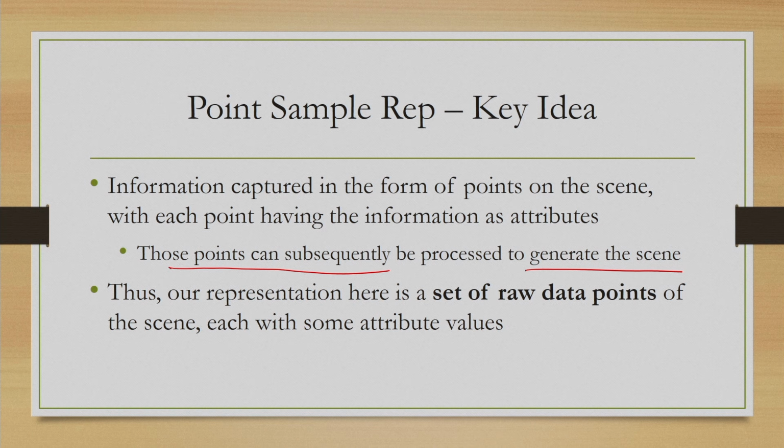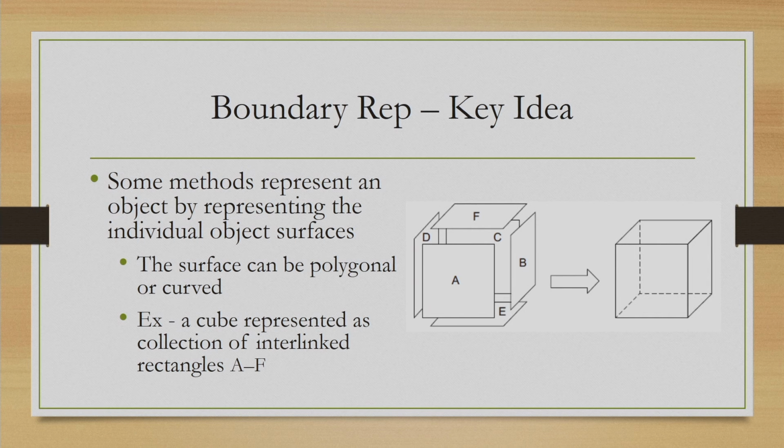Then what is the representation? The representation is a set of raw data points. For each data point we have captured some values like color, depth, surface normal vector. These are its attributes. So, our representation involves the set of data points as well as some attribute values for each, and that is called point sample representation. So, essentially we are representing the 3D scene in terms of points sampled at different locations.